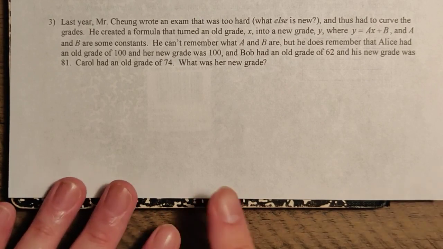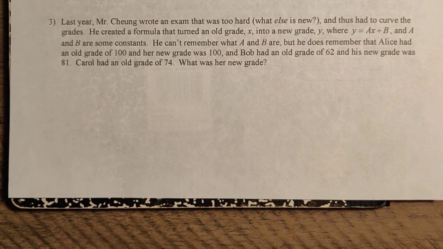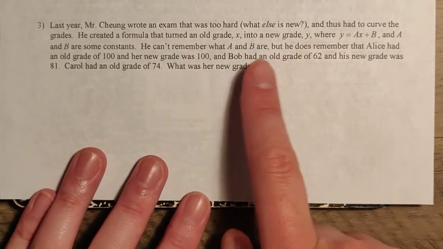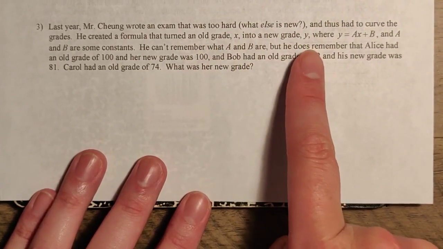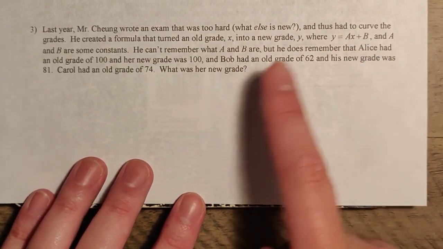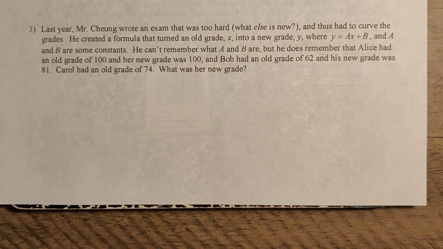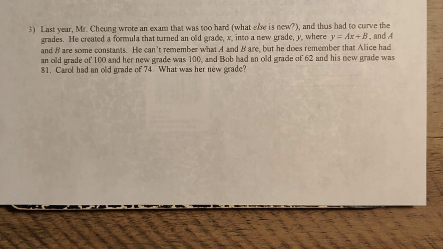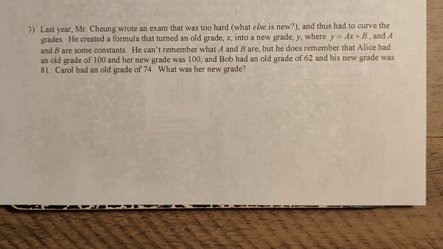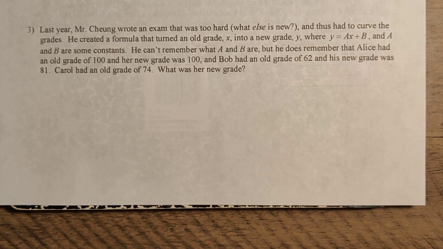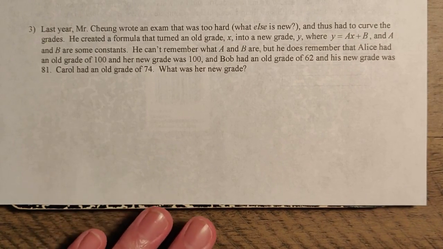So my curve actually is probably one of the simplest curves for grades. It's a linear curve where we take an old grade x and turn it into a new grade y, and y equals ax plus b, where a and b are some constants. Now, I'm unfortunately not as young as I used to be, so my memory is not as good. I don't remember what a and b are, but I do remember that 100 became 100 and 62 became 81. So I want to figure out what's going on in this situation.